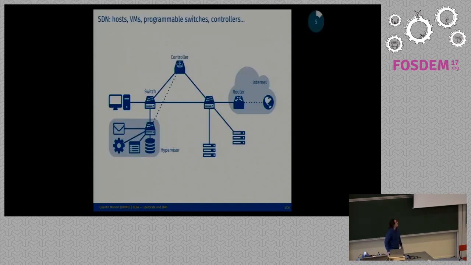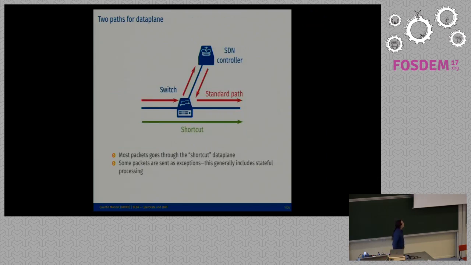Just before we get to the technical details, we are working in software-defined networks, so we have physical hosts, virtual machines, programmable switches and controllers. Controllers are used to configure the switches in a centralized way. Regarding data path, we have two paths for data. This is kind of a shortcut when all packets are processed by the programmable switch. And packets that require more processing operations are usually raised as exceptions and sent to the controller. This is the case for every packet belonging to stateful flows.